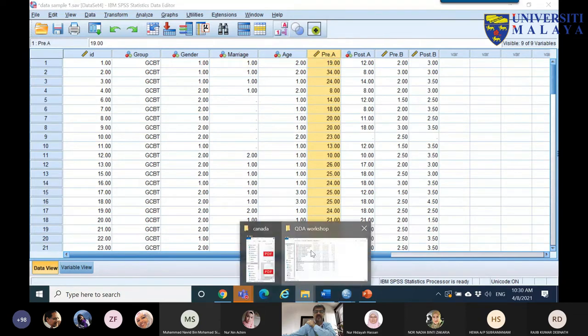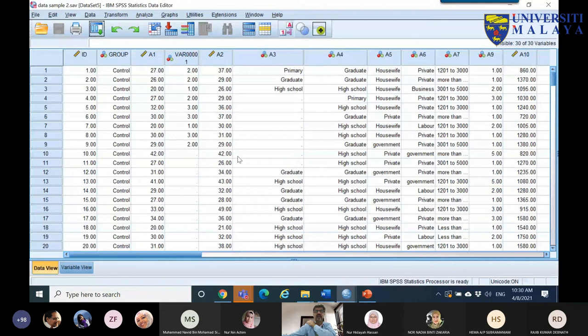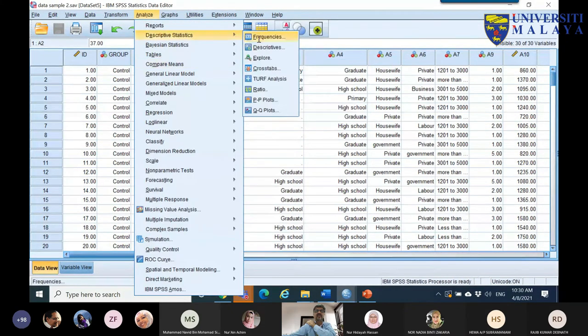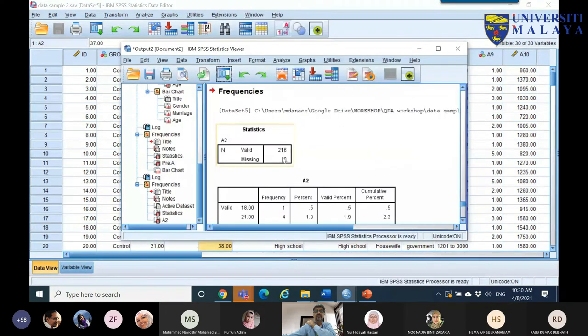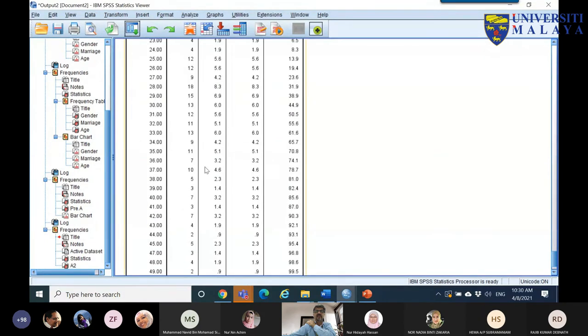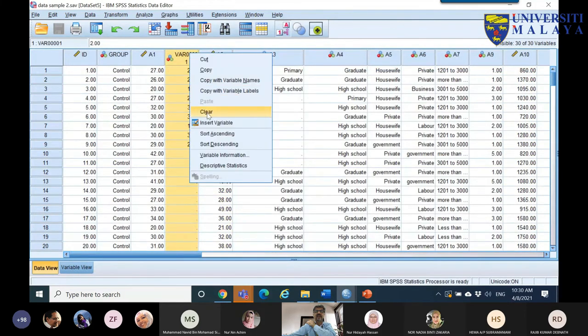Let me open another file. Maybe in the other file I have it. Look here, this is the age, right? A2 is the age of respondents. So if I want to calculate the frequency of the age, which is A2, the table will be too long. Who is going to explain this table? No worth, right? What shall I do? We can categorize this data, right? How can we categorize it?